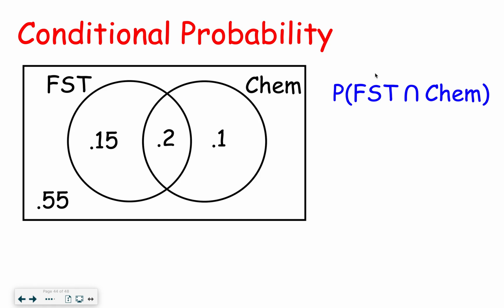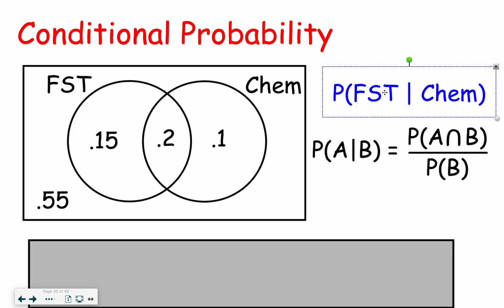Okay, what's the probability of taking FST and chemistry? Well, and, remember upside down U, and that's the intersection, and so you don't have to show me any math there, right? That's just going to be the intersection of 20%.